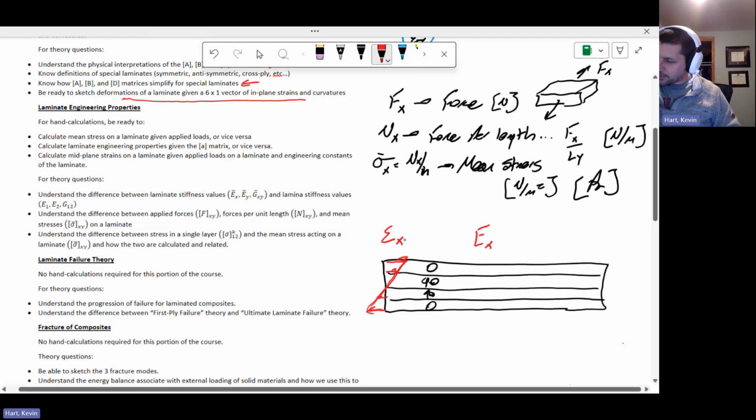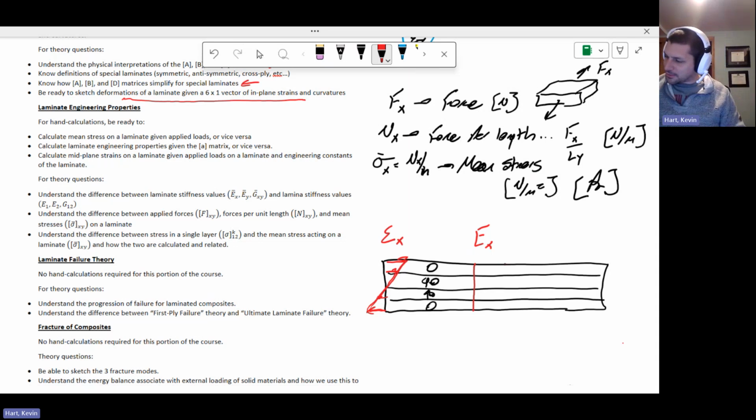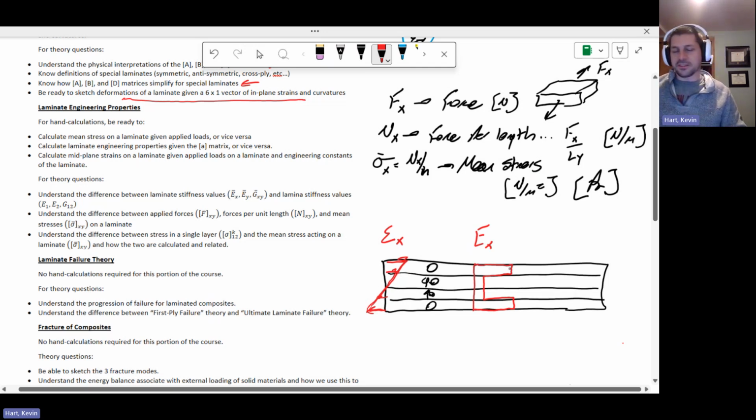If we're looking at this as an EX, stiffness is going to be stiffer for the zero layers. So you're going to have a stiffness distribution that looks something like this. And the 90 layers are not as stiff in the X direction, because you're loading along the length of the fibers with the zeros and across the fibers with the 90s. So my modulus is going to look something like this.